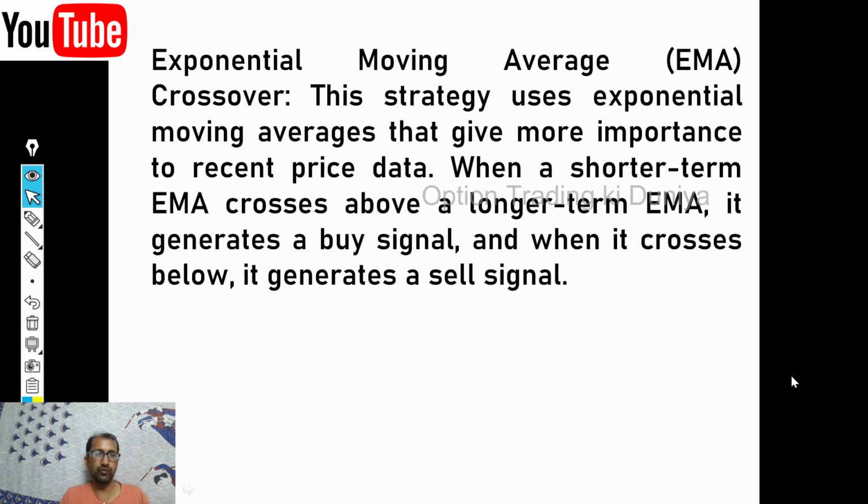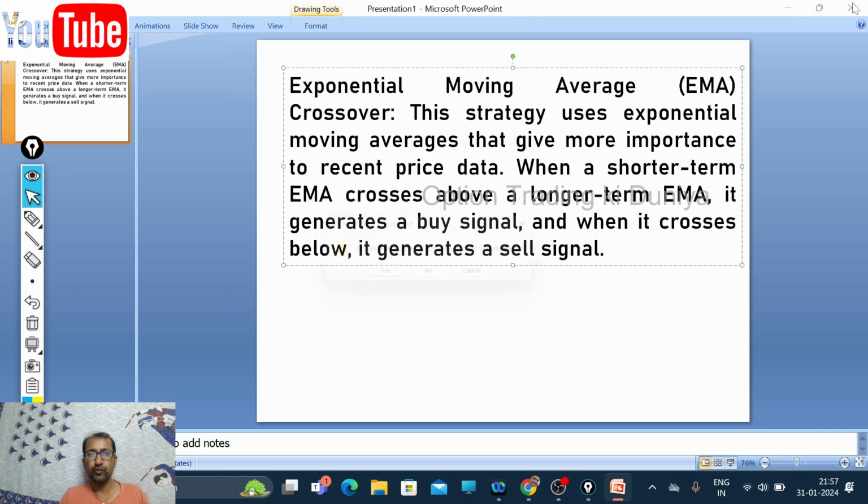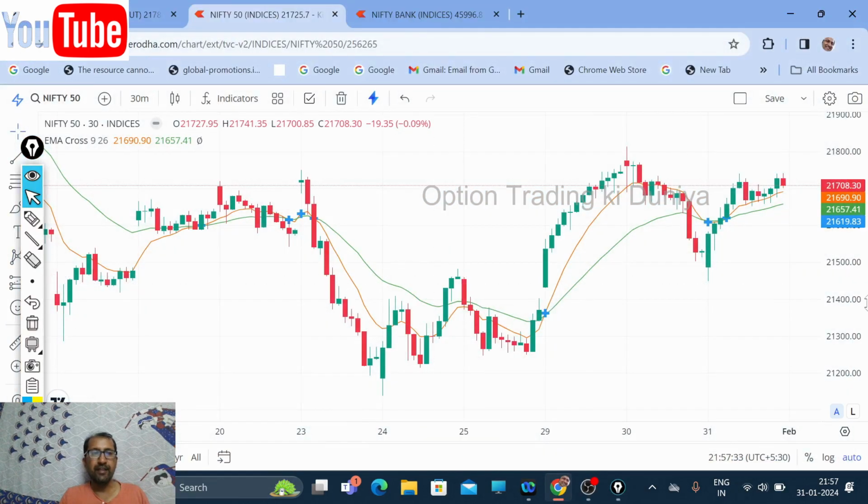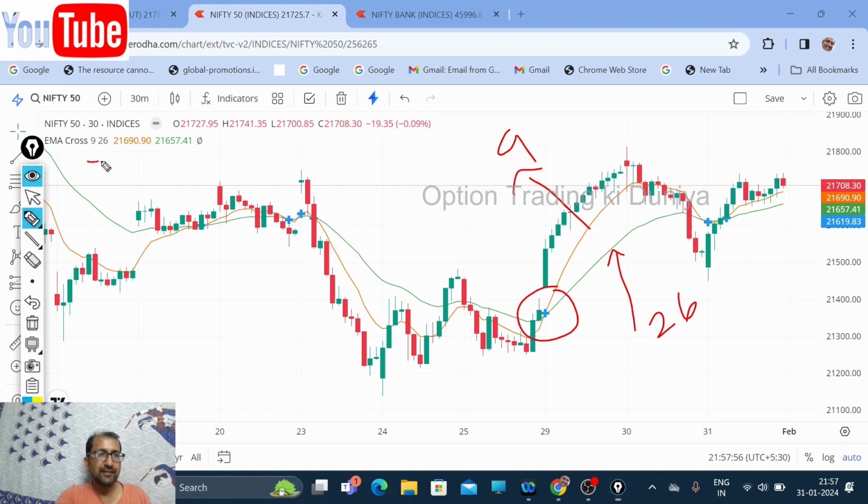So now let us come to the chart and let me practically explain to you the EMA crossover. So we have a Nifty 50 chart on the screen. So you can see here there are many such crosses. So here there is one clear EMA cross. So here this is the 9-day EMA and this is the 26-day EMA. So you can see here EMA cross. So at this point we have EMA cross.